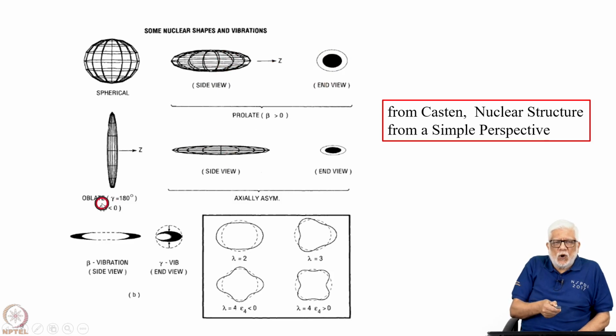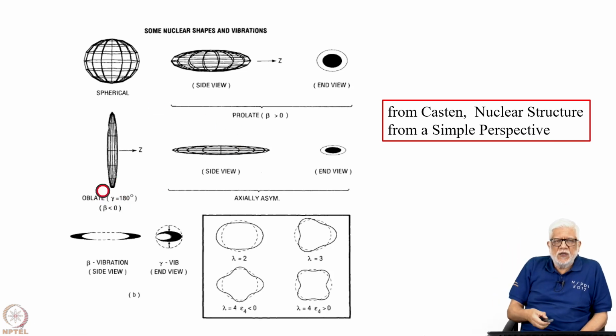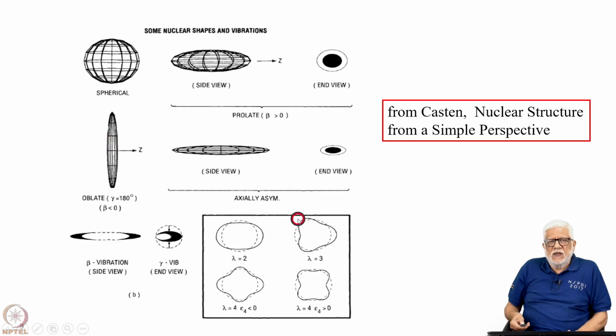Suppose you have an oblate nucleus, then of course it's a sphere which is pressed on top and bottom, and it is symmetric around the z axis still, but you have two x and y axes which are equivalent, and a z axis, where the deformation along the z axis is different from that along the x and y axes.